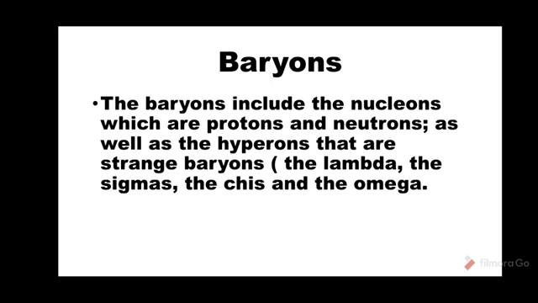Now, looking at the next one, which is baryon. Remember, I said that hadron includes meson and baryon, and we've looked at meson. This baryon includes the nucleons. Whenever you're talking about proton and neutron, you are talking about baryon. These proton and neutron are 2 families under baryon, and it has one more, which is called hyperon.